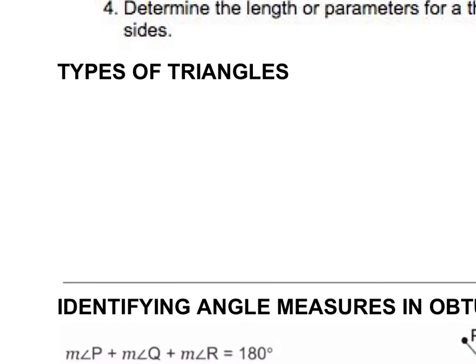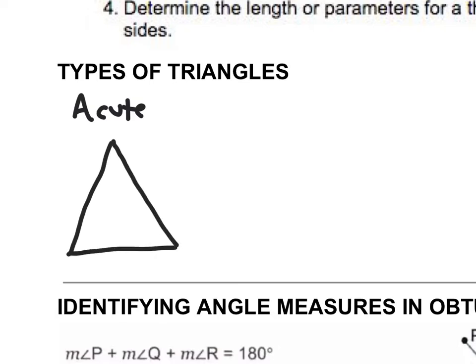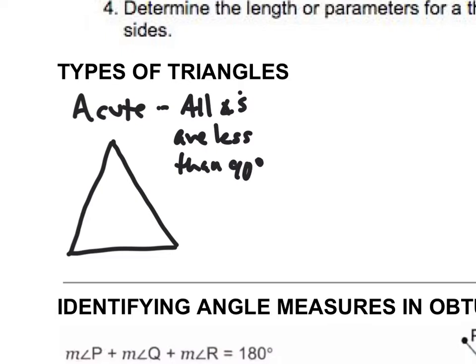So we have first what's called an acute triangle. I'm just going to draw a generic triangle here and make sure that all of my angles are acute angles. So I know that all angles are less than 90 degrees. That's what makes it an acute triangle.